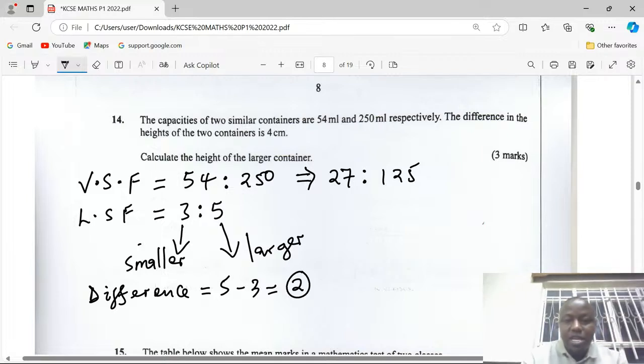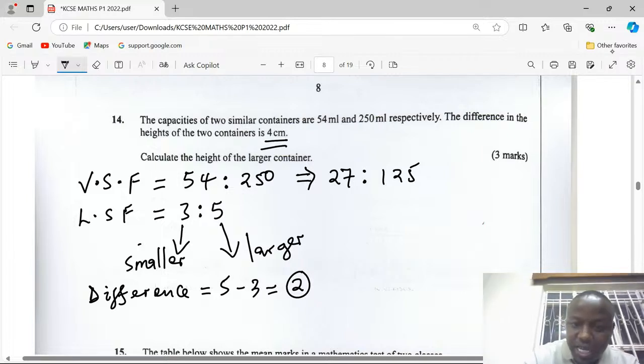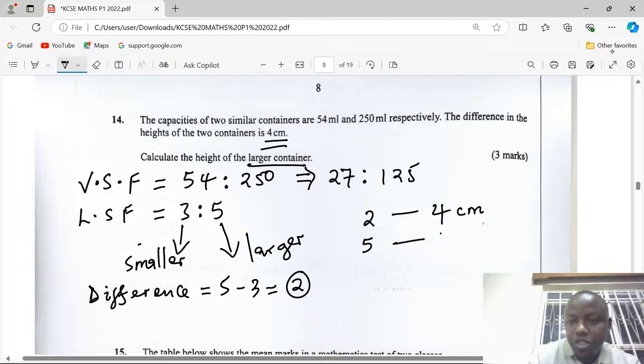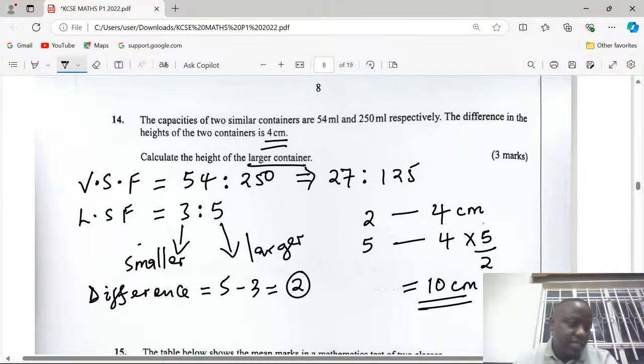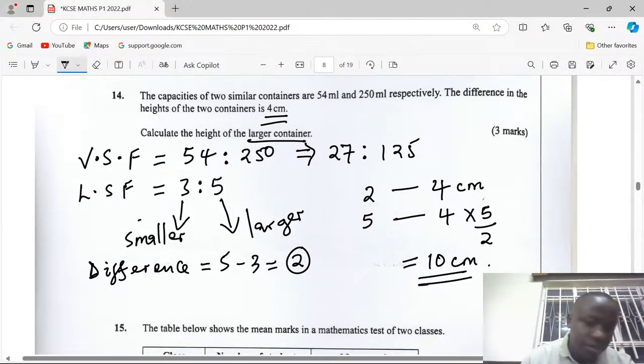And now the difference is the one represented by 4 centimeters. So you can say 2 proportions equals 4 centimeters. What about the larger height, which is 5 proportions? It will be 4 by 5 over 2, exactly 10 centimeters. So that's how we work out such a question.